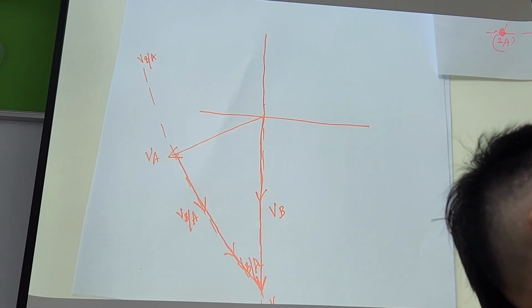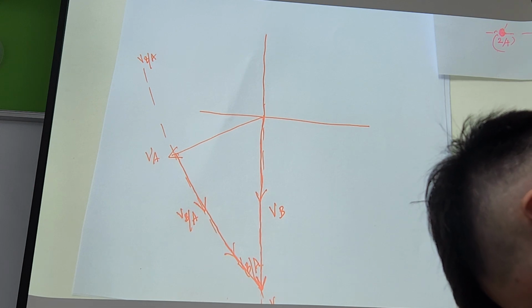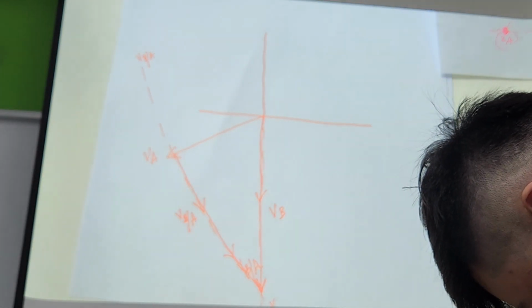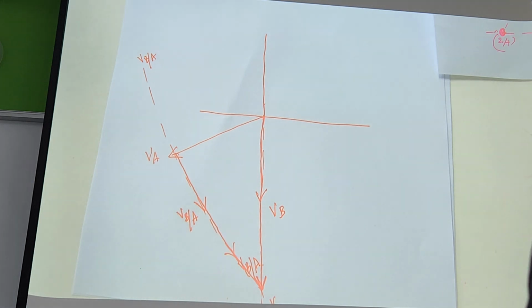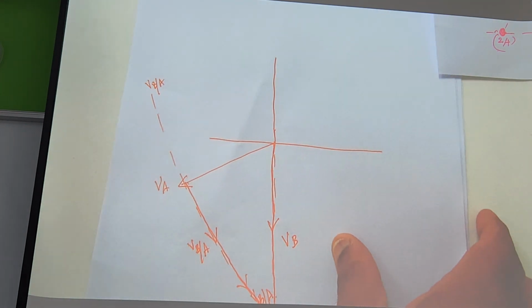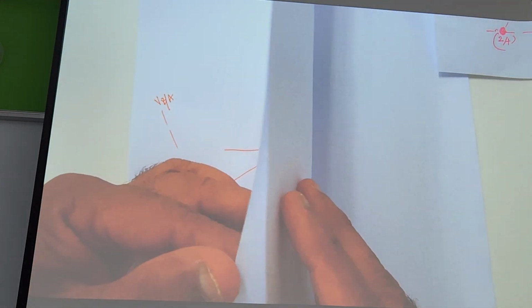Anyone giving me the value for velocity B by both the methods? Okay, anyone not clearly understood, let me know. I can draw again and show you. Yes, please. Say again.